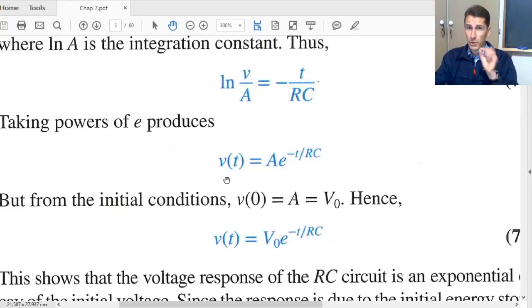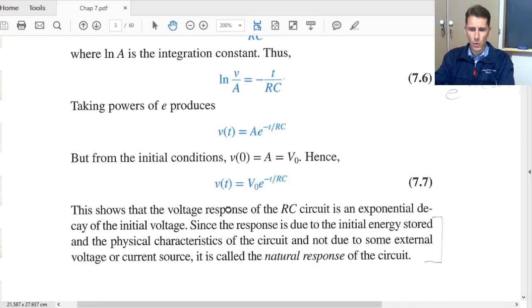But we know we've got an initial condition. We know that the voltage at time 0 equals a, because e to the power of 0 is just 1, but we've been told that the initial voltage across the capacitor is V0. So we can substitute that a with that V0, and we've got our first transient response or natural response equation.